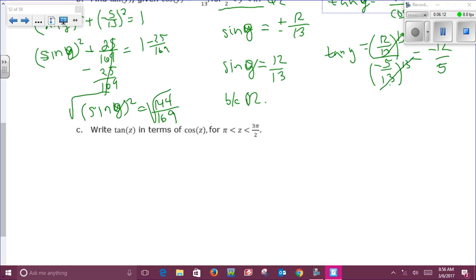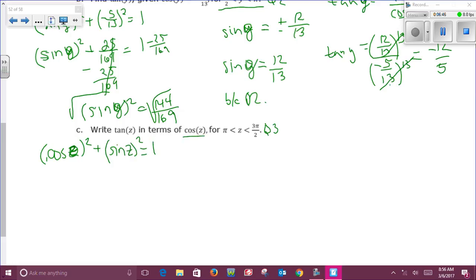Write the tangent of z in terms of cosine of z, for z between pi and 3 pi over 2, so that means I'm in quadrant 3. I don't have any exact values that I'm working with, so I'm just going to work with the Pythagorean identity. So it's cosine theta, or in this case it's z, squared plus sine of z squared equals 1.